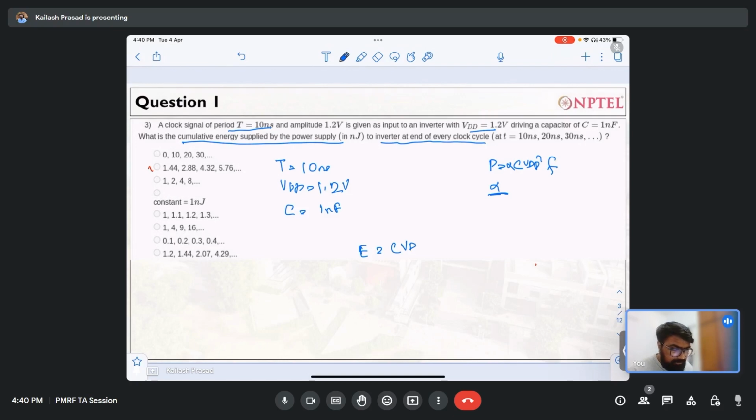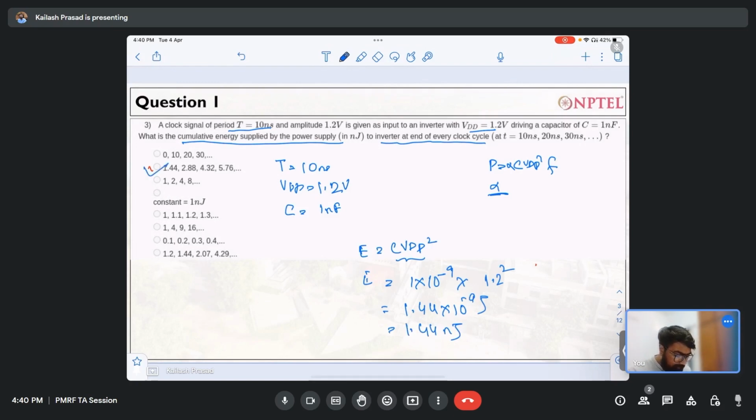So energy here will be CVDD square, which is actually not a function of time. So when we calculate for, say, 10 nanoseconds, we just have to add it up to get it for 20 nanoseconds and for 30 nanoseconds. If we calculate this, C is 1 nano, and VDD square is 1.2 square, so this will be 1.44 into 10 to the power minus 9 joule. So this is 1.44 nanojoule.